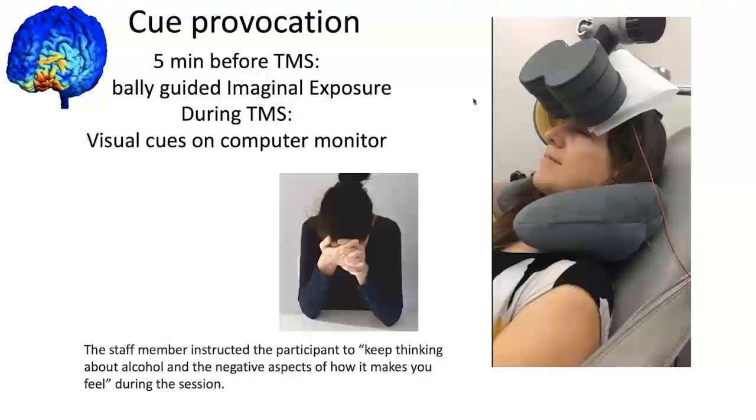So that brings up a lot of questions on what's the right prime. Do you have them think about the rewarding aspects of the drug? Do you have them think about the reasons for quitting, which is more of an executive control kind of strategy? I think we can probably learn a lot from our kind of clinical psychology friends in this regard as to what the optimal instruction might be.